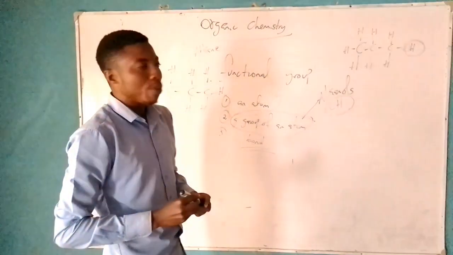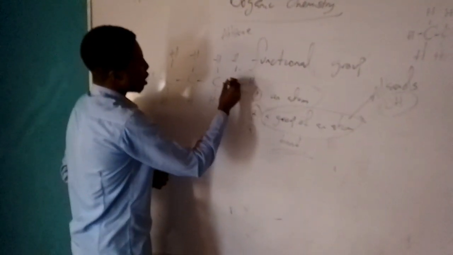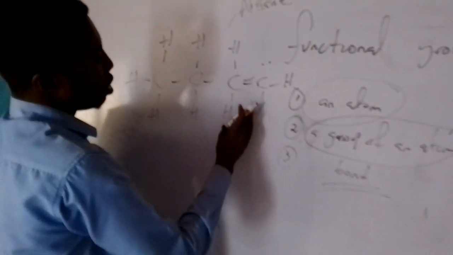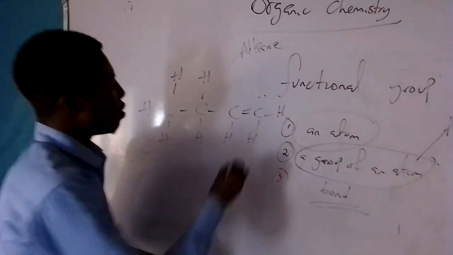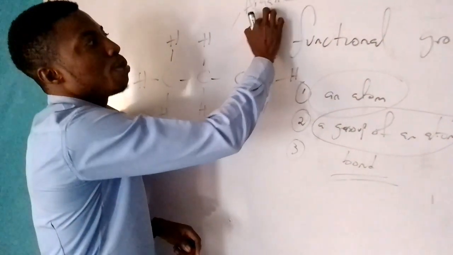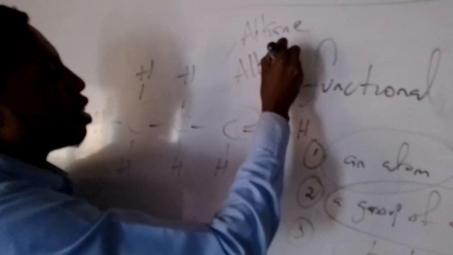Let's do an example again. Let's assume that this bond is now a double bond. That means this hydrogen will go, and this hydrogen will go. Because of this double bond, this cannot be called an alkane again. This will now be called an alkene.